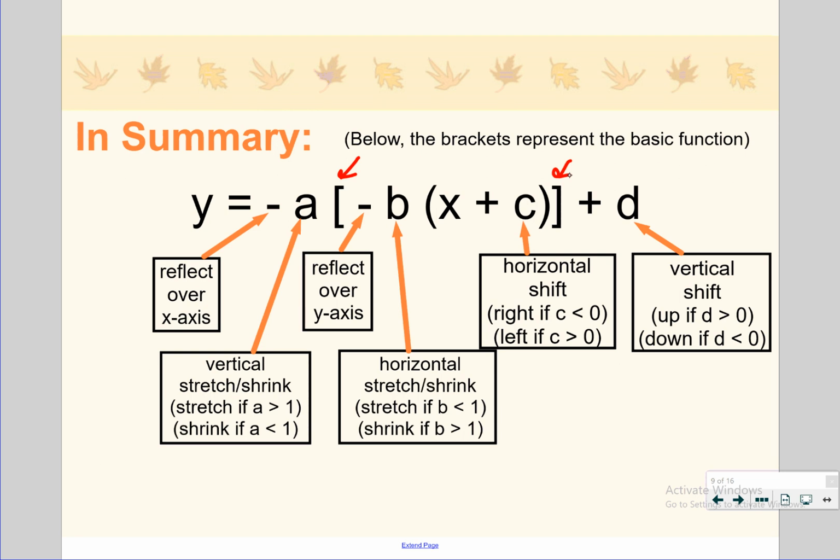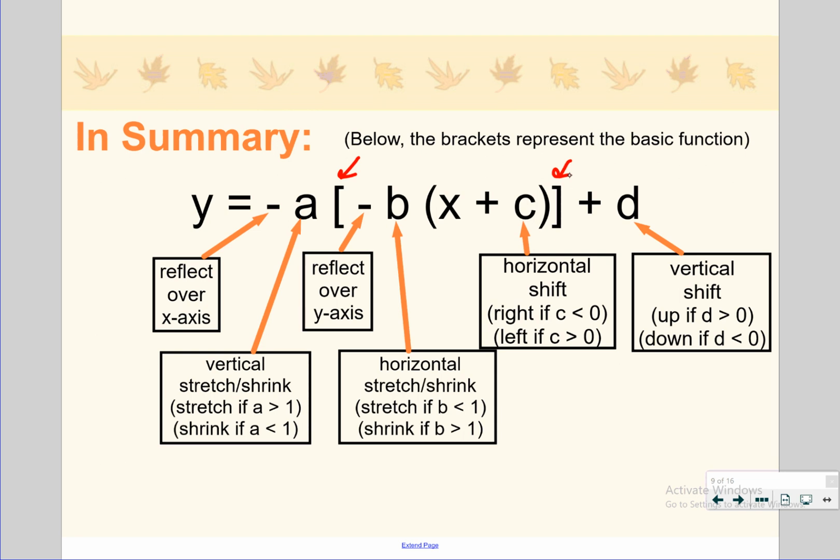It's because it's adjusting our x values. And then left is going to be a positive in there. Then A and D are the guys that happen outside of the basic function. So a negative outside will be a reflection over the x-axis. A out front, something that's multiplied, will be a vertical stretch or shrink. These are exactly as you would think.